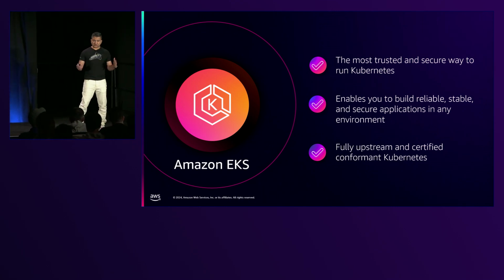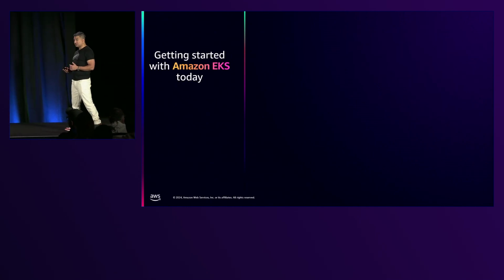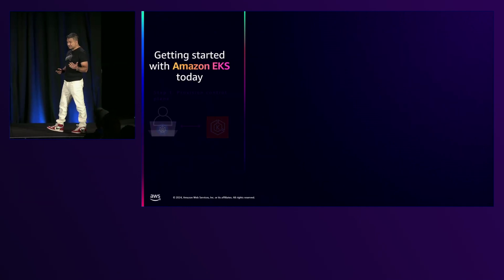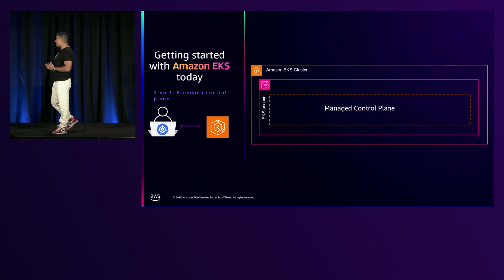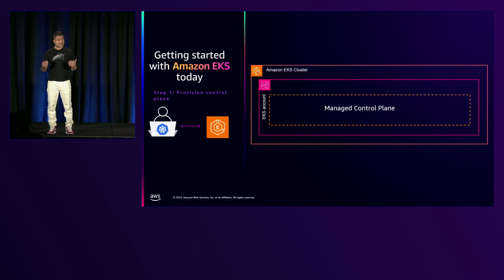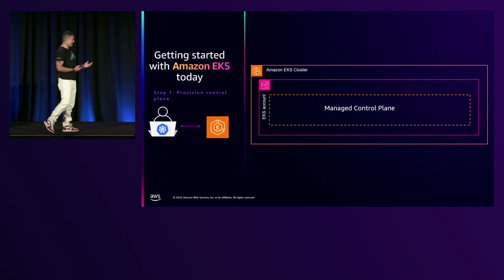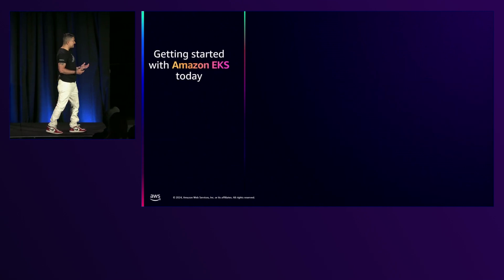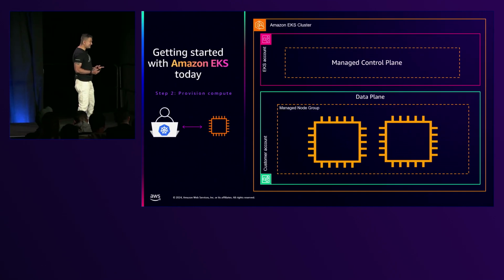All right, so at this point, you are like, EKS is great. I want to get started with EKS. So how do you do that today? First, you create your cluster. And what that does is it creates a control plane in an AWS account where we make it scalable, highly available, and secure. Next, you want to deploy your workload, but not so fast.